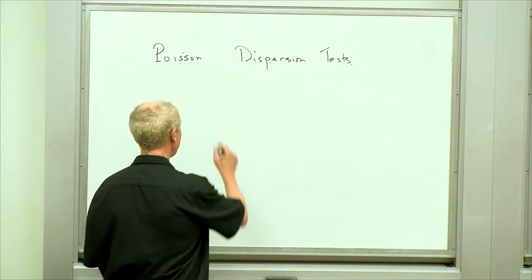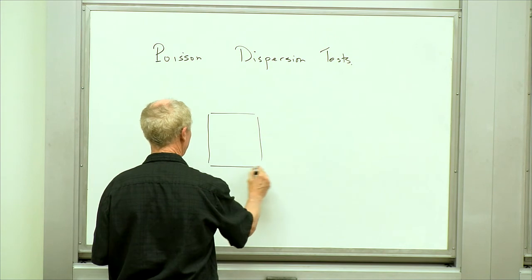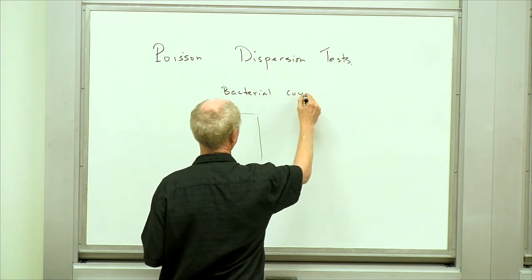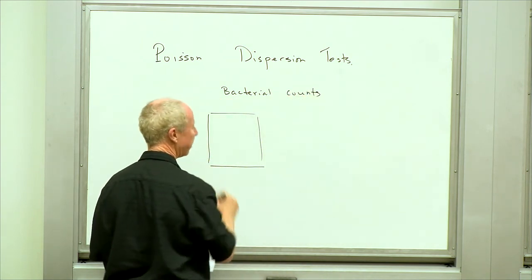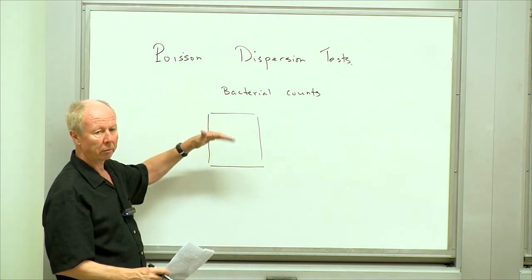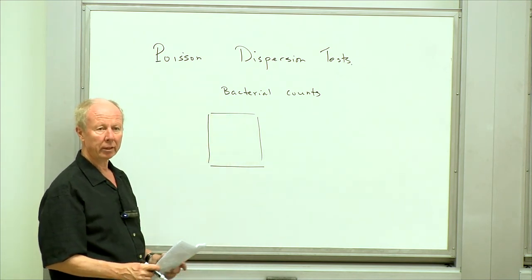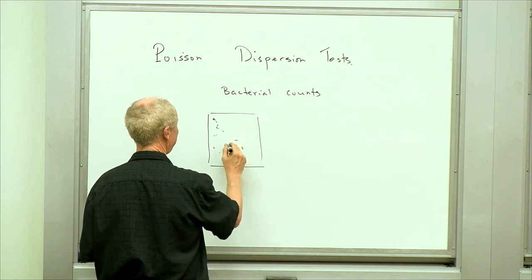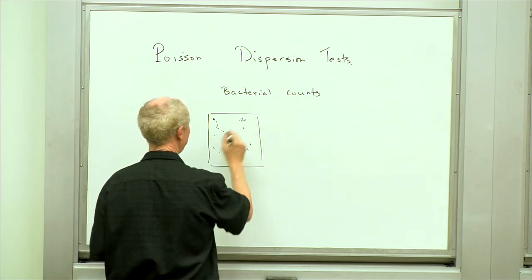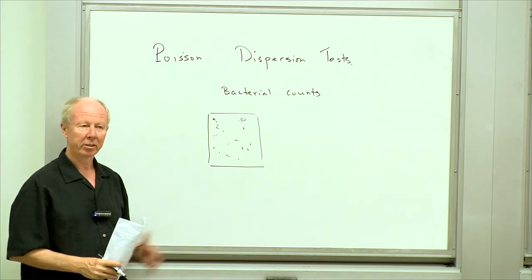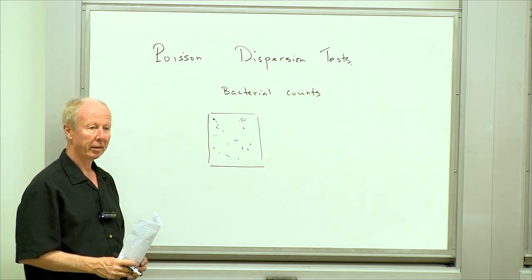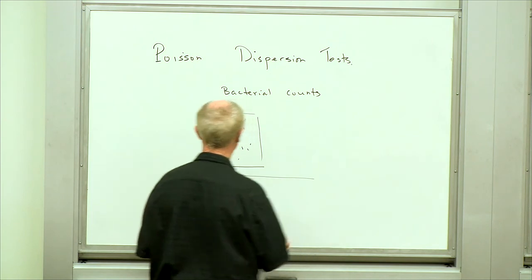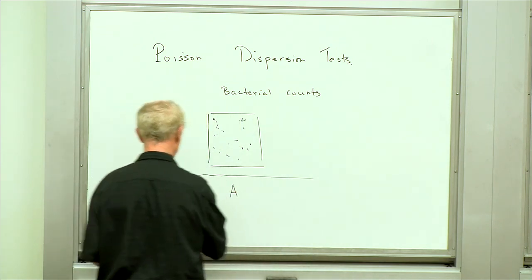So one example in the text is bacterial counts. You have some glass plate here, and you spread a sample of milk across the plate evenly, and then you come back later and you see bacteria spread out there. Is the distribution of the bacteria Poisson? Or another example is counting asbestos fibers on a filter.